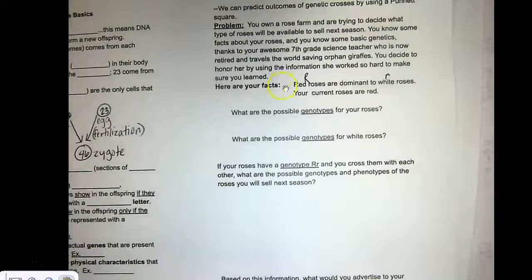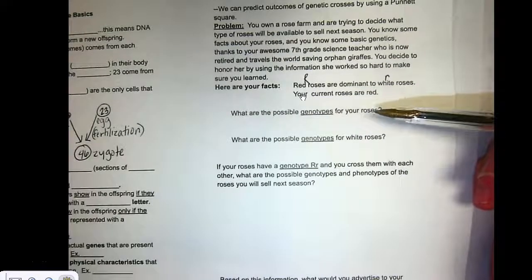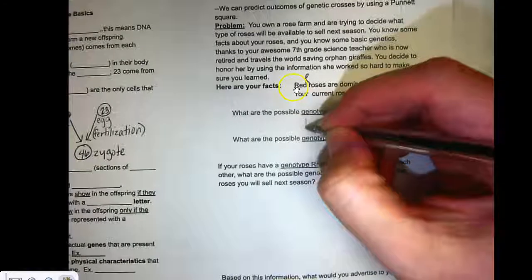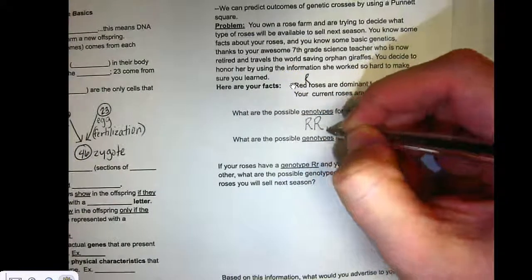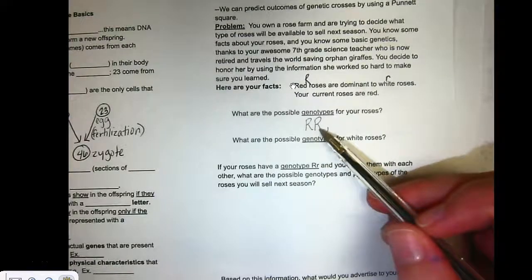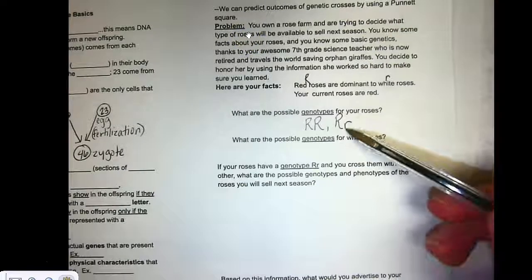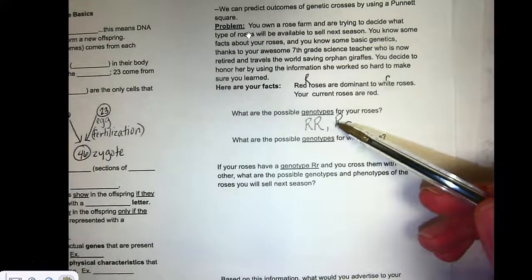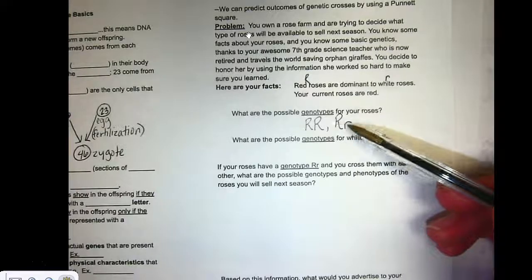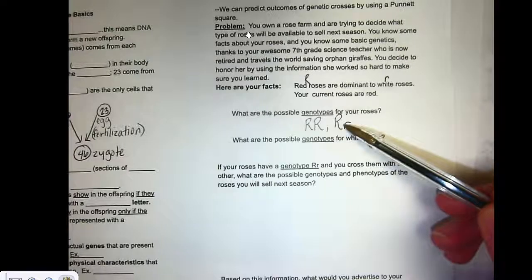Okay? And we also know that all of our roses are red. Okay? So first thing, the possible genotypes, so the letters, for your roses. If they're red, we could either have roses that have both dominant R's for red, because that would give us a red rose, or we could have heterozygous roses, which just means one dominant, one recessive, but that red would still cover up that white. So those are the possible genotypes that our roses could have.